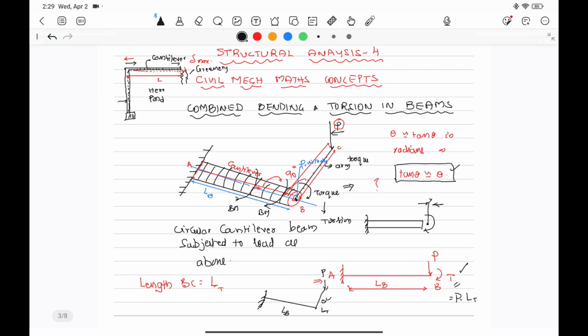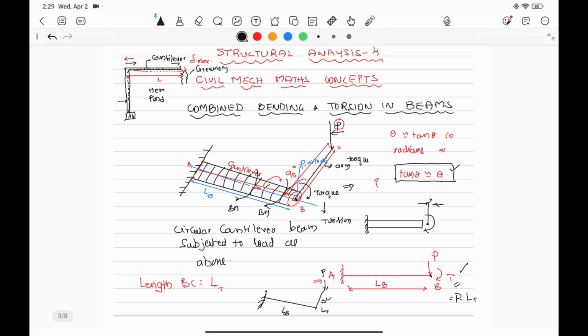And this P is acting exactly perpendicular to the horizontal axis of the cantilever beam, but at a distance of BC. It is still connected to the cantilever beam. That means the action of P is taken as good as if it is applied on the free end of the cantilever beam.